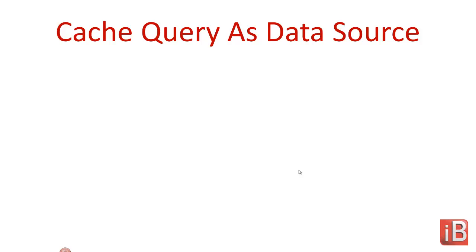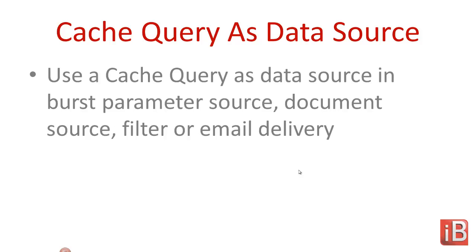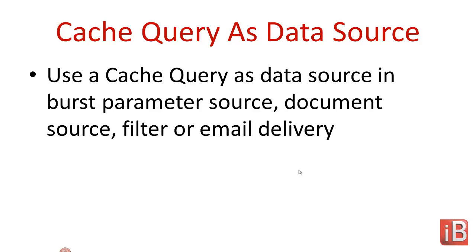The next change gives users the ability to leverage a cache query as a data source in certain areas of the platform. So we can use a cache query, and I'll explain what that is in a moment, as a data source to drive burst parameters, to drive a document source in a burst, or to filter, or even to pull email addresses for purposes of delivery.